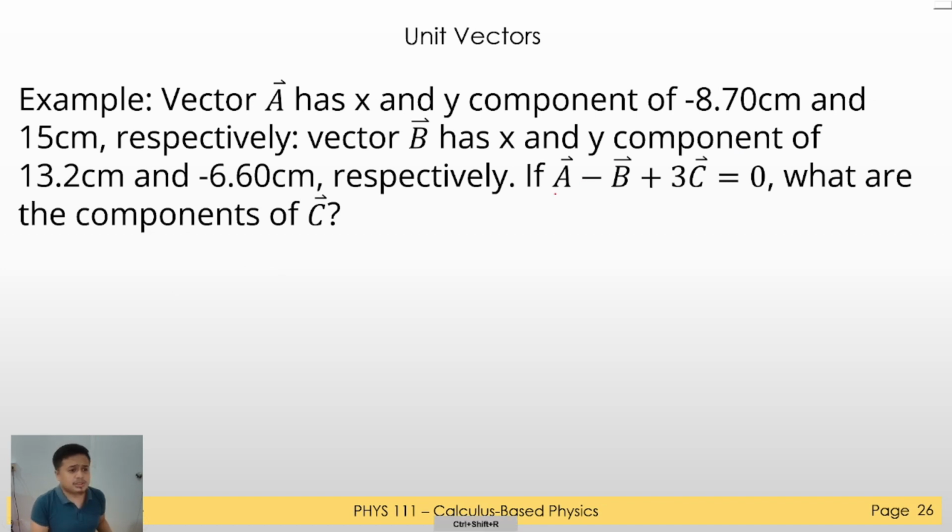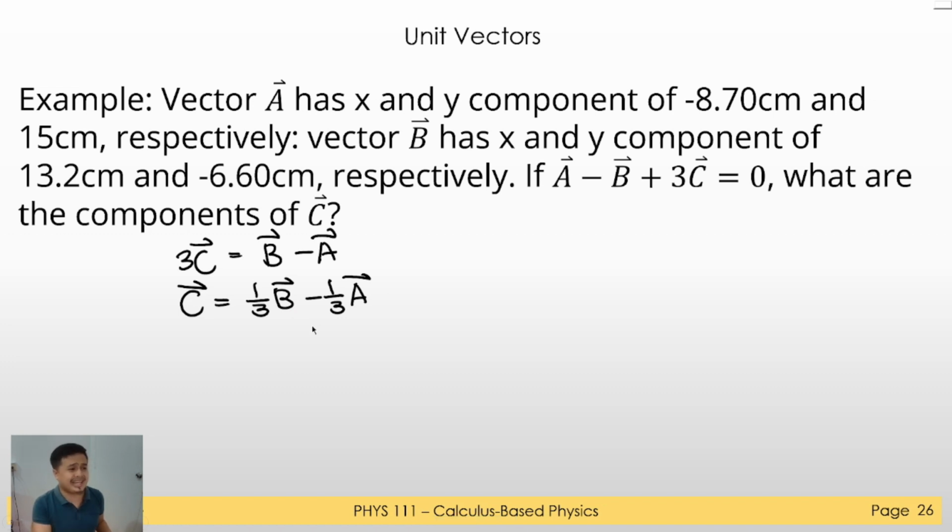So transposing this one to the other side, we have 3C is equal to negative B will become positive, positive A will be negative. And then we divide both sides by 3. So this will be C is equal to 1/3 of B minus 1/3 of A. Okay, now we can substitute the values of B and A.